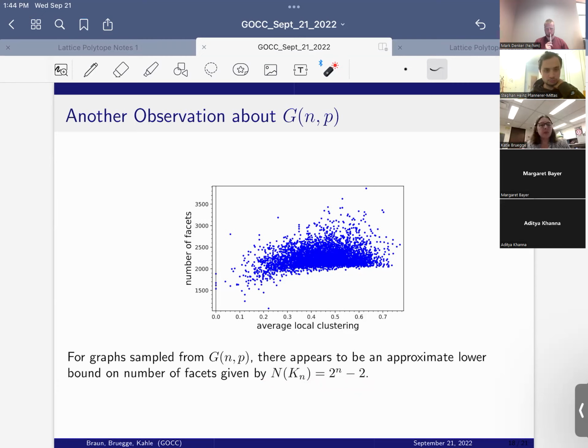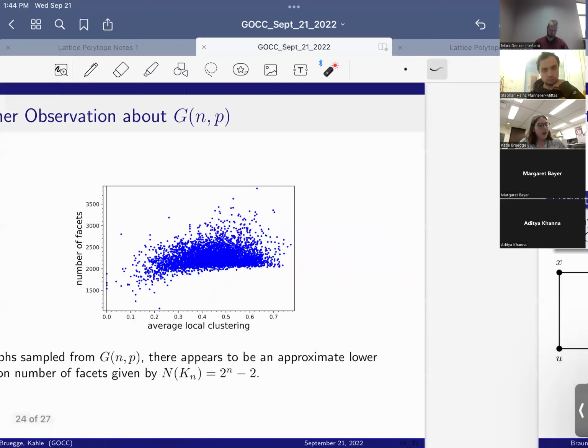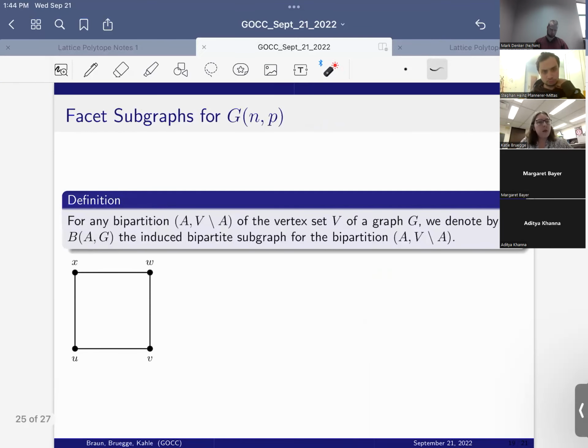So this was very cool to us when we first started looking at it. We hoped that it meant that these G(n,p) graphs were sharing a lot of the same facets with the symmetric edge polytopes for K_n, and something like that turns out to be true. So we wanted to look at what are the facet subgraphs for a graph generated by G(n,p). And to do that, we defined these B(A, G) graphs.